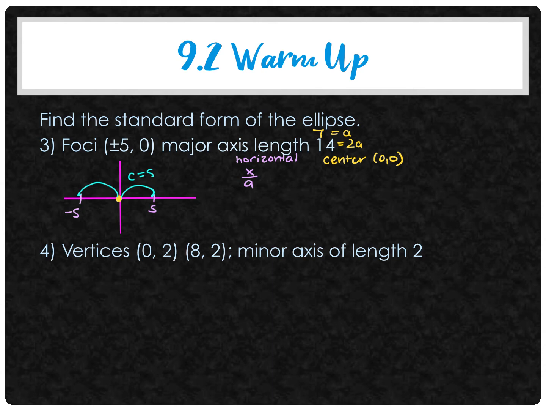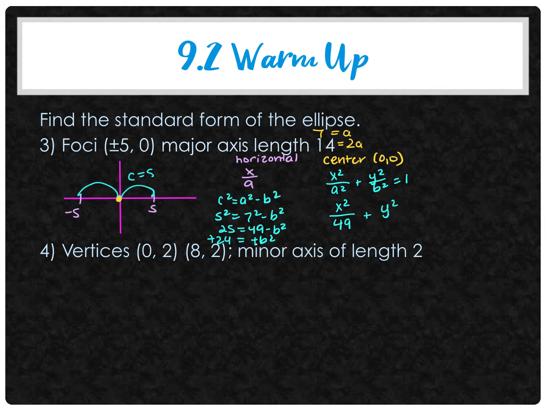So again, I need B. I'm going to do C squared equals A squared minus B squared. 5 squared equals 7 squared minus B squared. 25 equals 49 minus B squared. Negative B squared equals negative 24. B squared would equal positive 24. My center's at (0, 0), and it's horizontal, so it's x squared over a squared plus y squared over b squared equals 1. X squared over a squared is 7 squared, which is 49. Y squared over b squared, b squared is 24, equals 1. And there's the standard form of that ellipse.